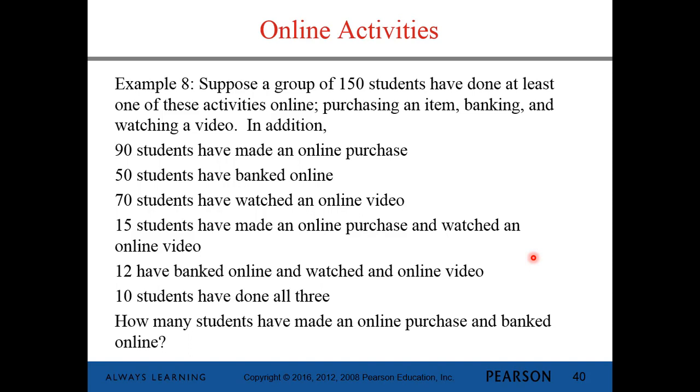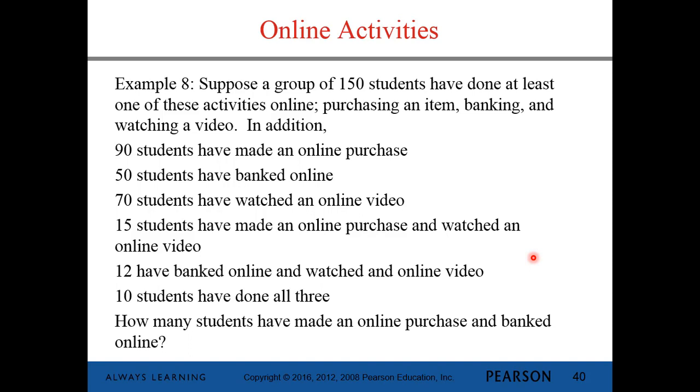Okay, so now here's the last example. Example 8 says, suppose a group of 150 students have done at least one of these activities online: purchasing an item, banking, and watching a video. In addition, we know that 90 students have made an online purchase, 50 students have banked online, 70 students have watched an online video, 15 students have made an online purchase and watched an online video, 12 have banked online and watched an online video, 10 students have done all three. How many students have made an online purchase and banked online?